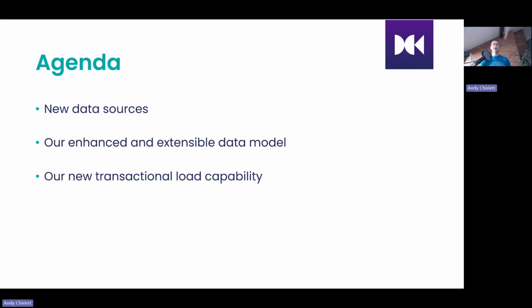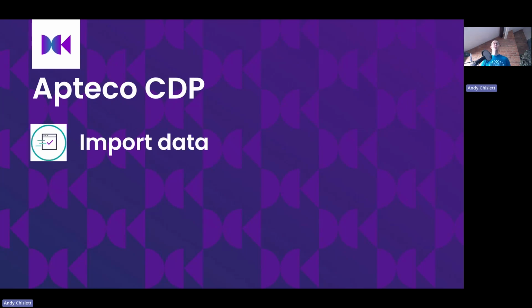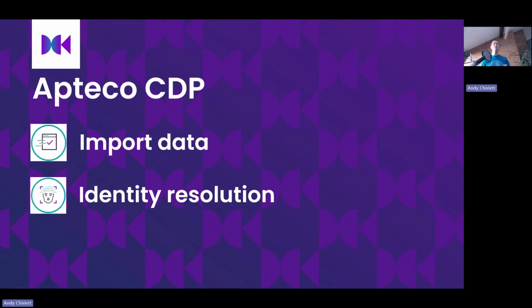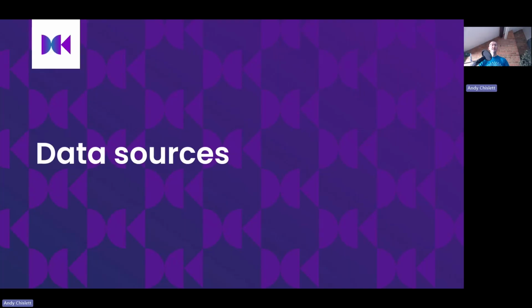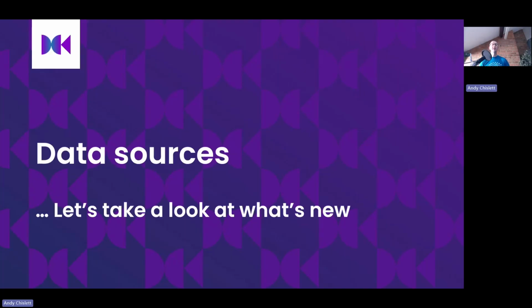So before we get started with that, let's just remind ourselves about the Apteco CDP. Using the Apteco CDP, which is hosted in the Apteco cloud, we can import data from a variety of data sources. We can then specify identity resolution rules that control how we bring that data together and unify into a single customer view, unified customer profiles that we can then use for analysis and campaign activation. So with that said, let's go and have a look at what's new in data sources.